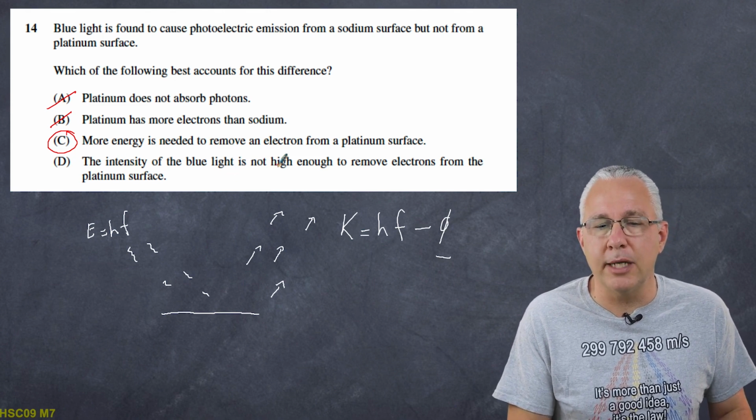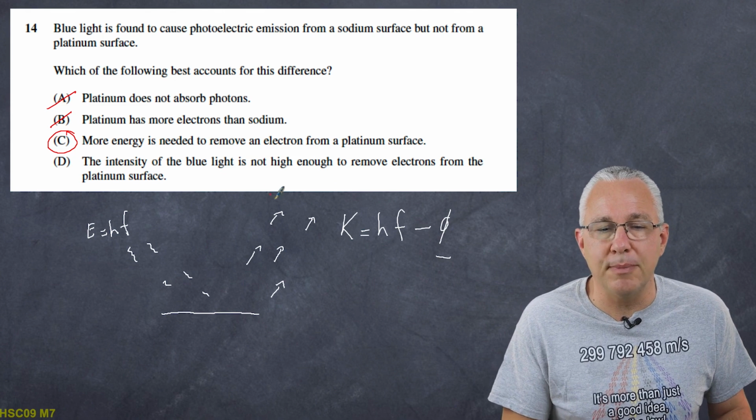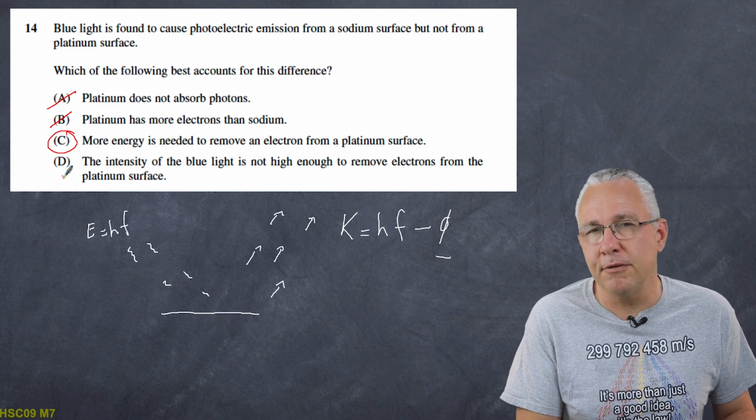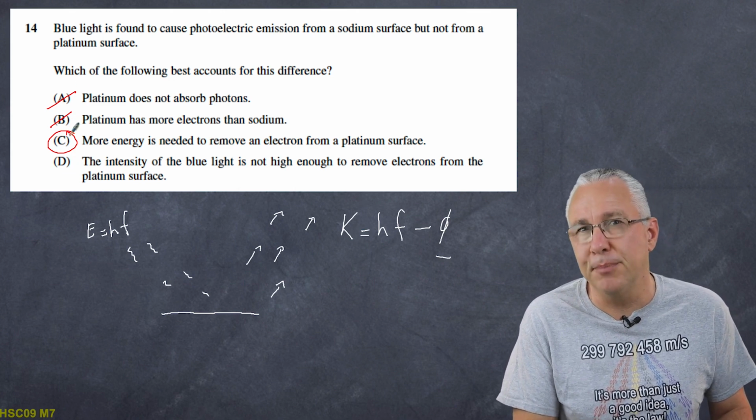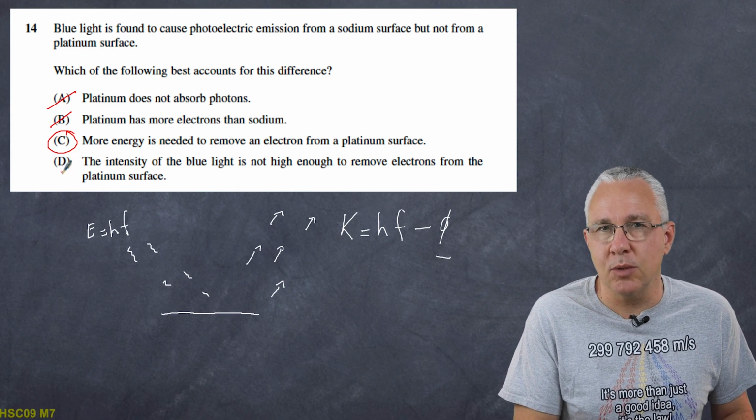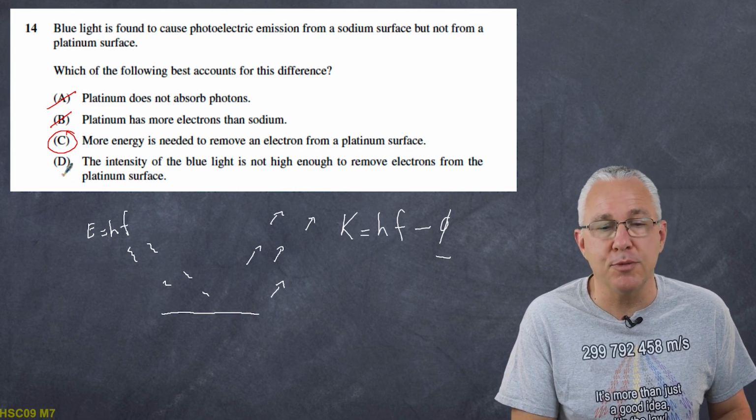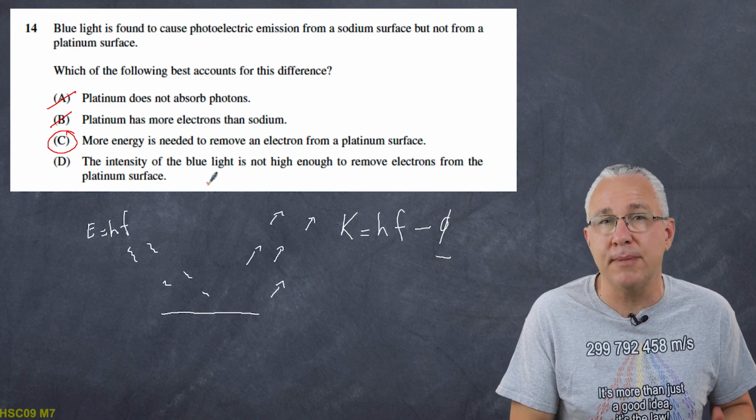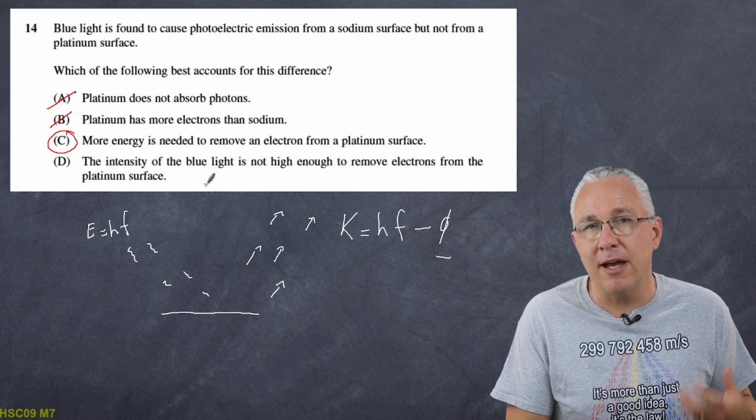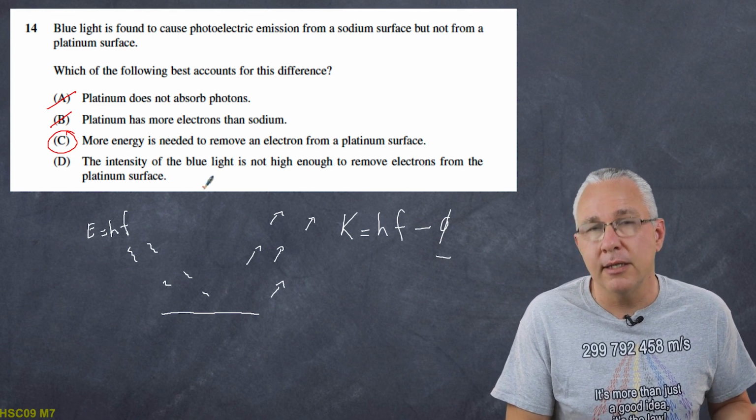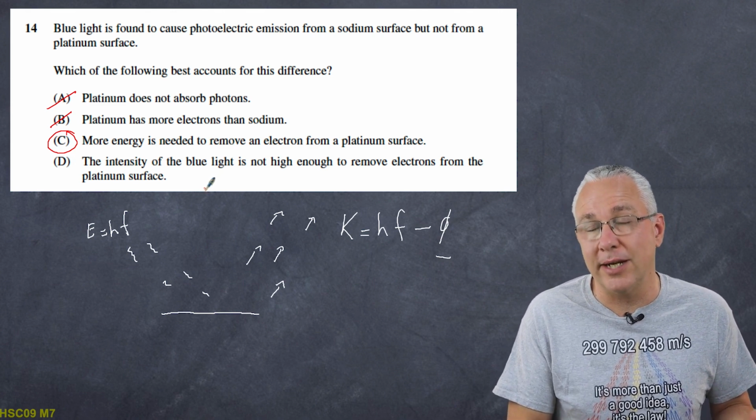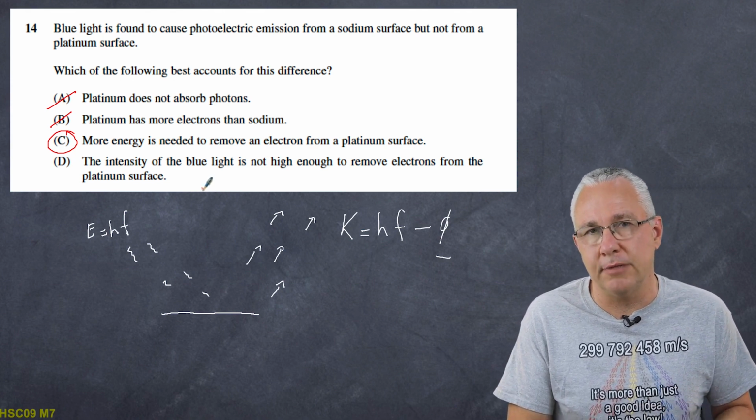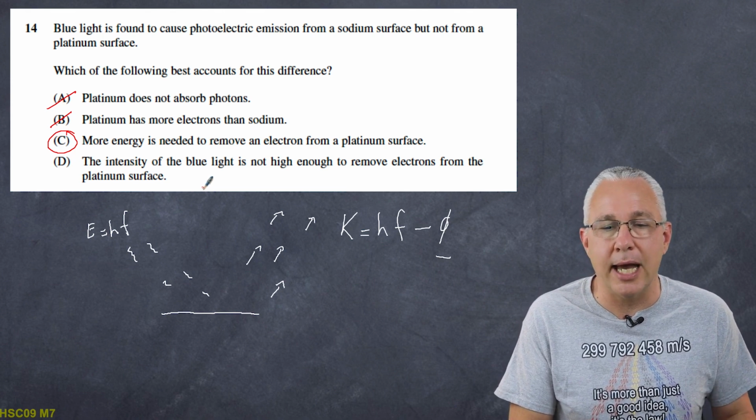The intensity of the blue light is not high enough to move the electrons from the platinum surface. Now that's incorrect, and this is often referred to as the discriminator. A and B are pretty clearly wrong, but this is the one where students often get fooled with this response. It says the intensity of the blue light. The fact is the intensity is just about the number of photons. So if I have a higher intensity of light, then I have a higher number of photoelectrons being emitted, but that contributes to the current, but not to the energy of the photoelectrons. That's only determined by hf.